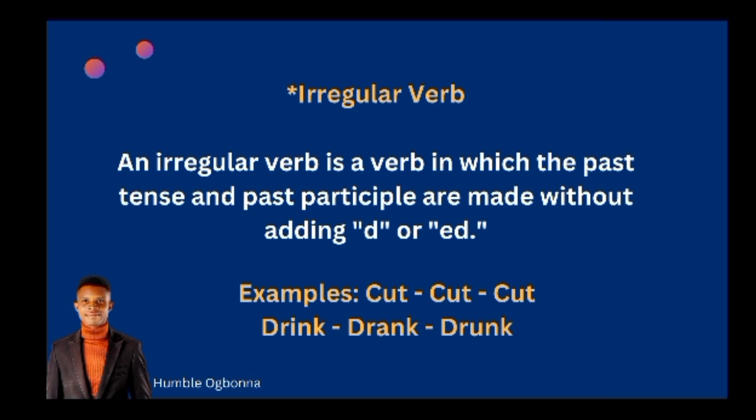Irregular verbs. These are verbs in which the past tense and past participle are made without adding d or ed. We didn't add d or ed to the past tense or past participle of an irregular verb. Examples are cut, cut, cut. Put, put, put. There's nothing like putted. So it's cut, cut, cut, put, put, put, drink, drank, drunk. These are examples of irregular verbs because we do not make the past tense by adding d or ed, and the past participle as well.